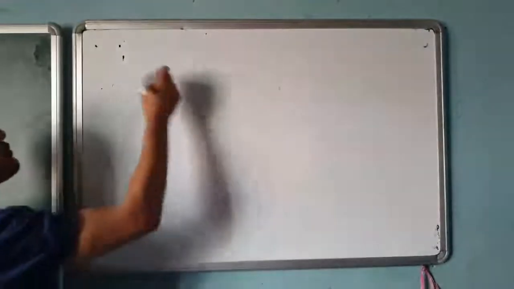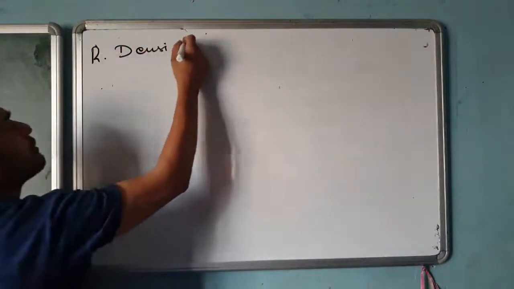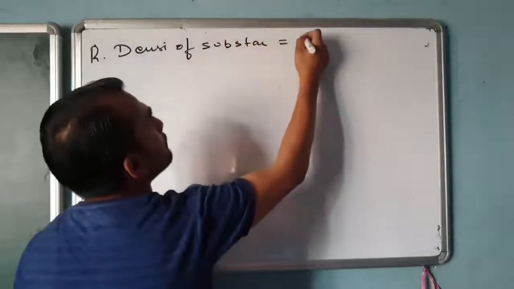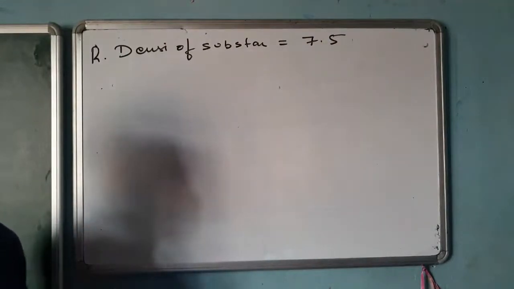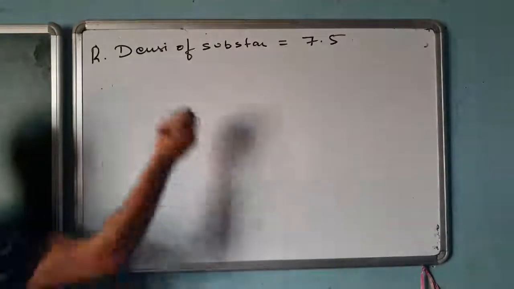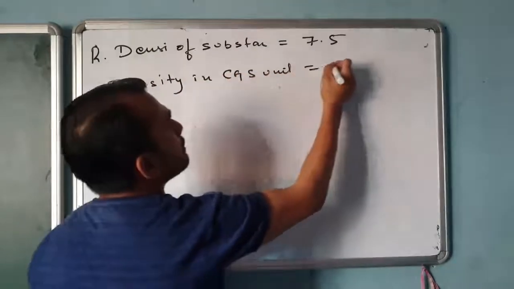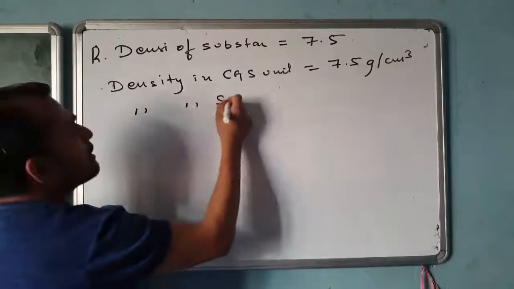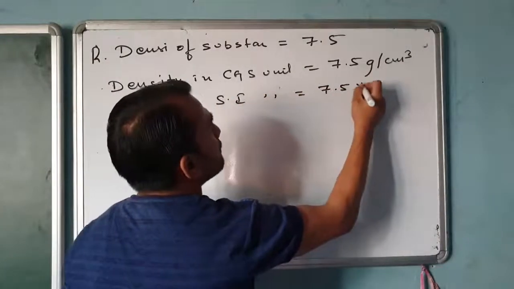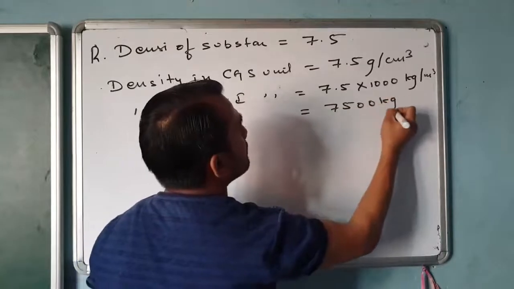So let us consider that the density or relative density of substance is 7.5. So this is a relative density. It does not have any units, as I have already said, because it is a pure ratio. So the relative density of substance will be 7.5. So its density in CGS unit will be 7.5 gram per centimeter cube. There will be no change. But its density in SI unit will be 7.5 into 1000 kg per meter cube. This will be equal to 7500 kg per meter cube.